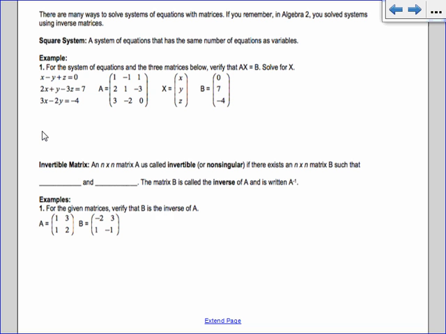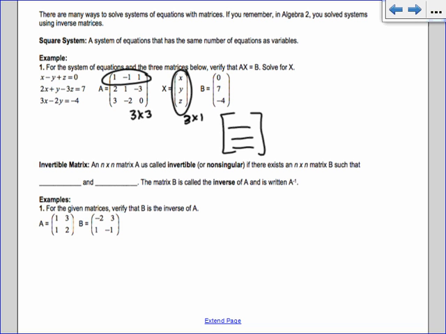All right, so there's many ways to solve systems of equations with matrices. So if you remember in Algebra 2, we solved systems using inverse matrices. Okay, so it says for the system of equations and the 3 matrices below, verify that A times X is equal to B. So if you line these up and you had A times X, that means that you would have a 3 by 3 multiplied by 3 rows in 1 column, 3 by 1. So you end up getting a 3 by 1.